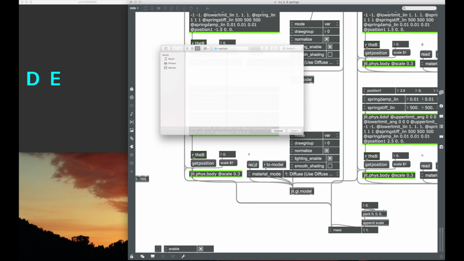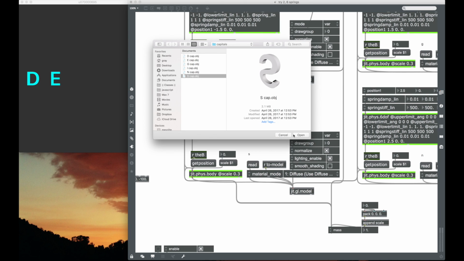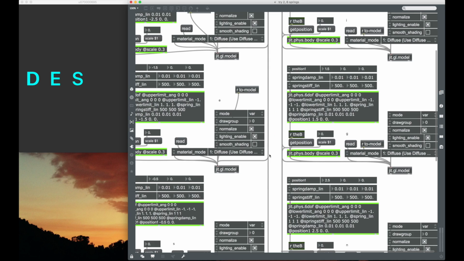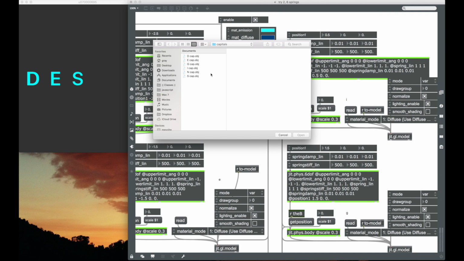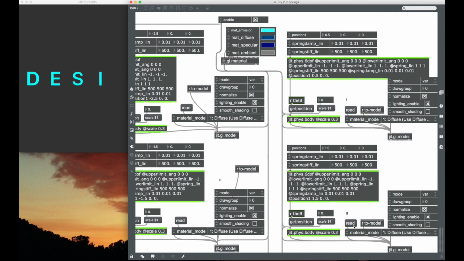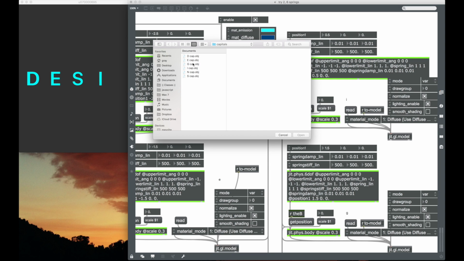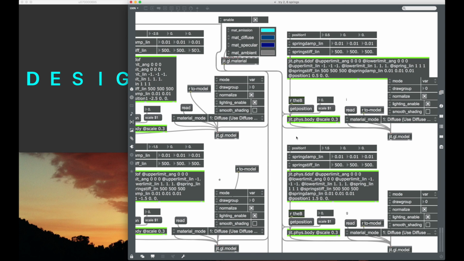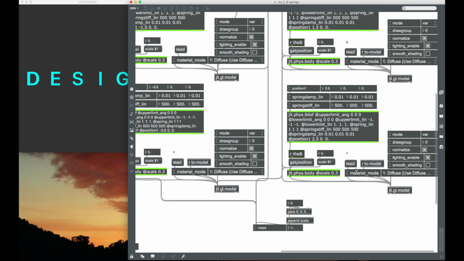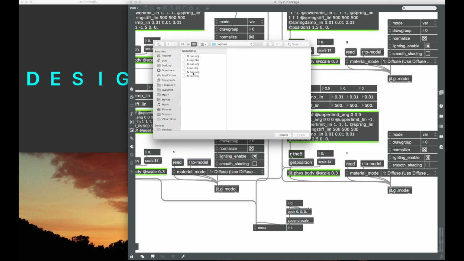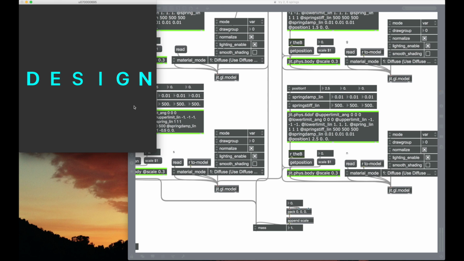So I need to load an S. So I'll do read, choose my S. You can see it pops in right there. I'll do the same thing for I. I'll do the same thing for G. And I'll do the same thing for N. And now you can see that my whole word is in there. So you can see that they're kind of bouncing around.